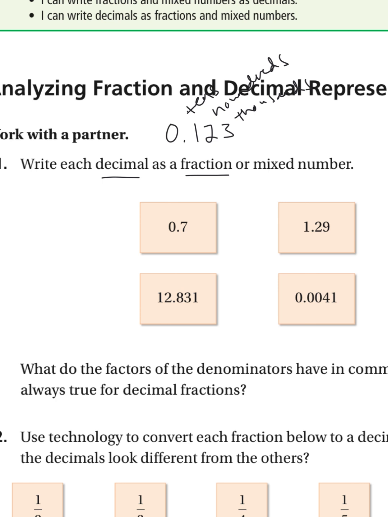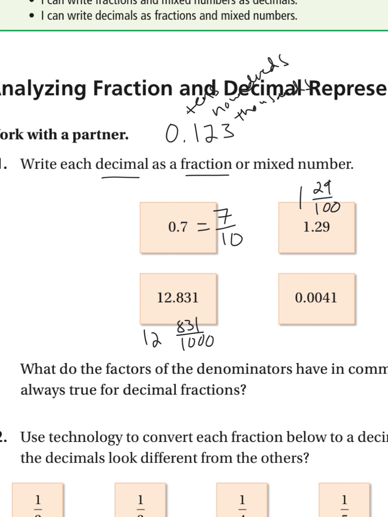So using that information, 0.7 should be 7 tenths because 7 is in the tenths place. 1.29 is 1 and 29 over 100 because 9 is in the hundredths place. And 12.831 should be 12 and 831 over 1,000. Notice how when it's greater than 1, so there's a number before the decimal, that's just the whole number in our mixed number.